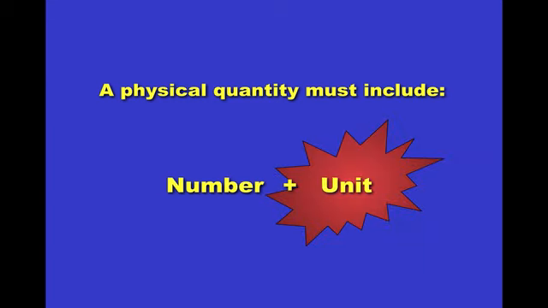Conversion factors and unit cancellation. This is the second half of Chapter 2. A physical quantity must include a number and a unit.